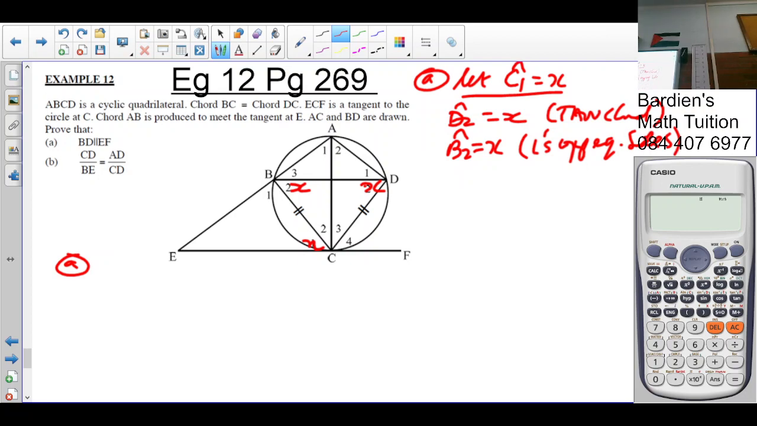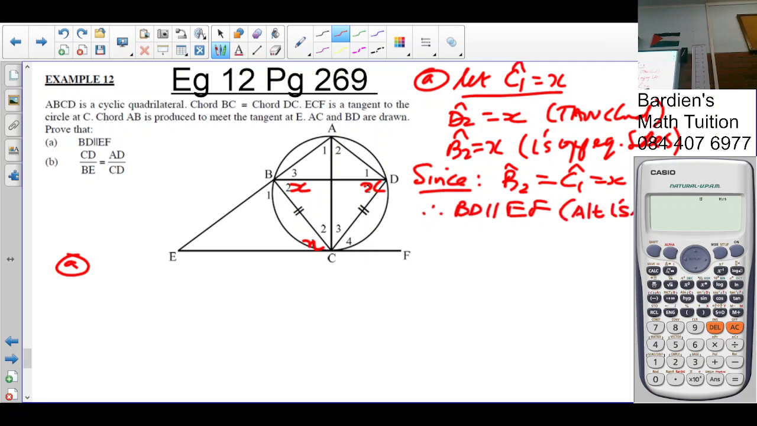So what can we say now? You can state the obvious: since B2 is equal to C1, which is equal to X, therefore BD is parallel to EF. Why? Because the alternate angles are equal. Alternate angles are equal, people.